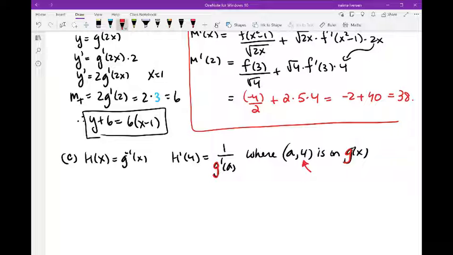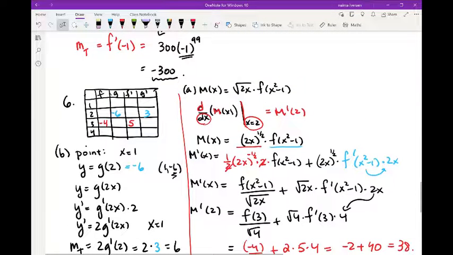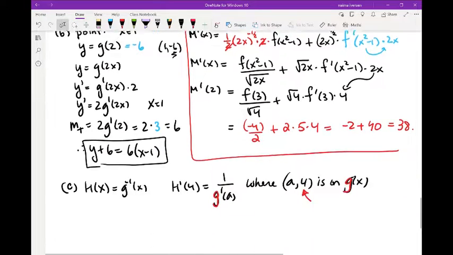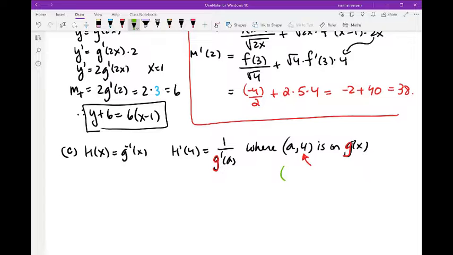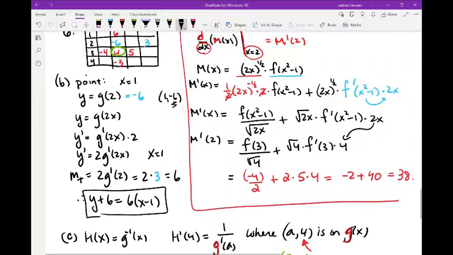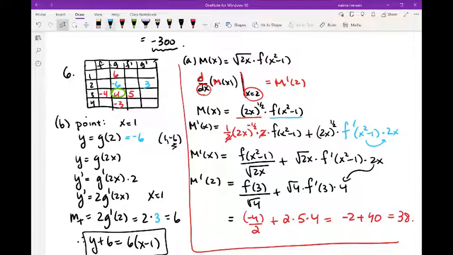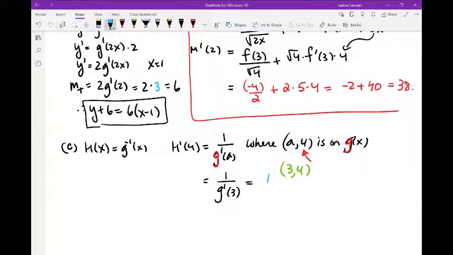If you take a look at your g function, if you go back to here, my g function had 6, negative 6, 4, and negative 3. So we are looking for this guy right here. The g value is 4. So that means that my a value is going to be 3. So 3 comma 4 is on g of x. So we're going to get 1 over g prime of 3. Now we look at our table for g prime of 3, and g prime of 3 looks to me to be negative 10. And so we're going to get 1 over negative 10, or negative 1/10, as my answer.